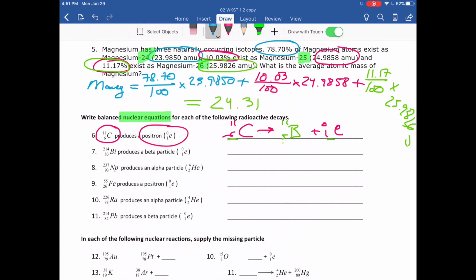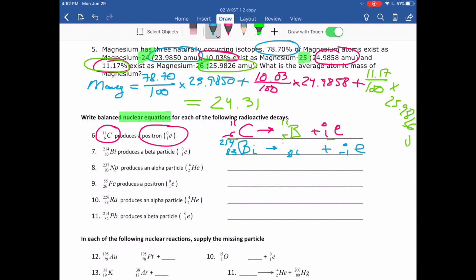So the next one, it's the bismuth. And then you have 214, 83. And this produces as well a positron, so plus 0, 1, e. So again, you need to find the atomic number that plus 1 equals 83. That's going to be, hey, my bad. In this case, it's a beta particle. It's not a positron. So this one is negative, okay? So what number plus negative 1 equals 83?